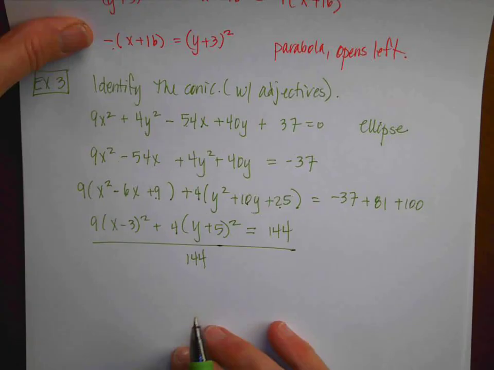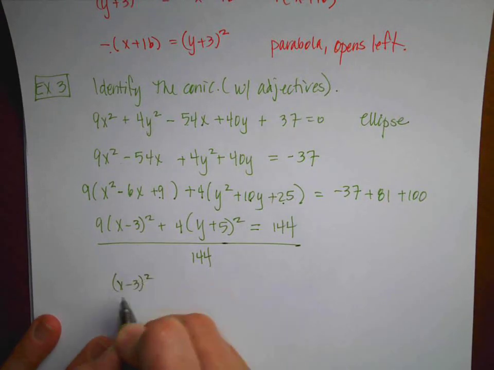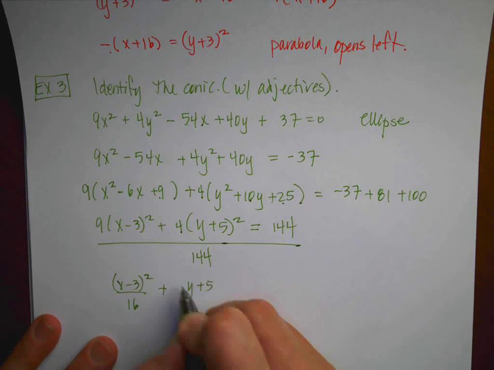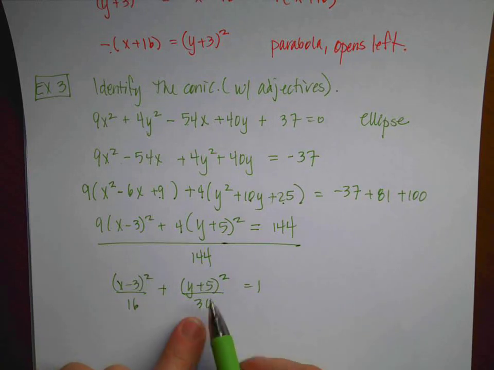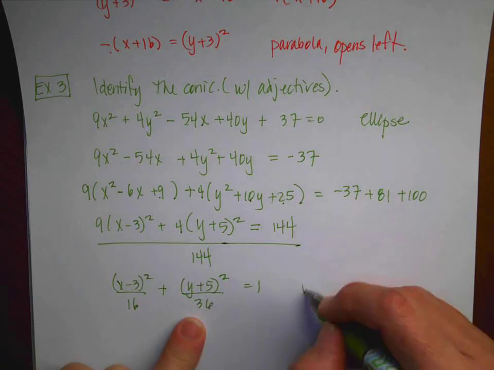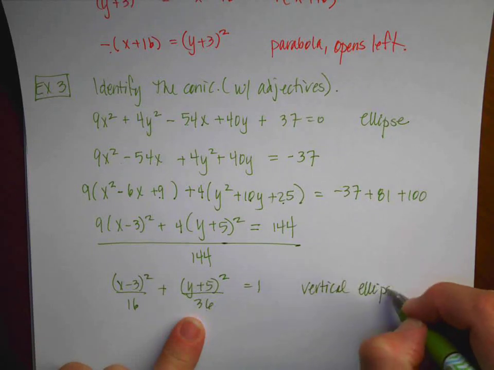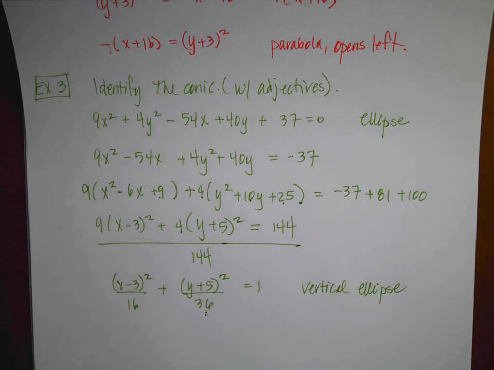Divide both sides by 144, and I'm going to get x minus 3 quantity squared over 16 plus y plus 5 quantity squared over 36 is equal to 1. The largest number is under the y, therefore this is a vertical ellipse. All right, meaning that it has been stretched the most on the vertical axis.